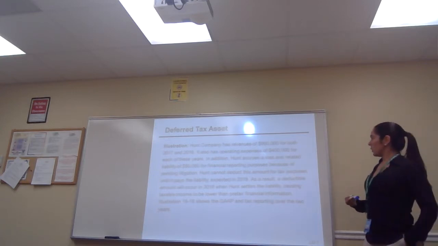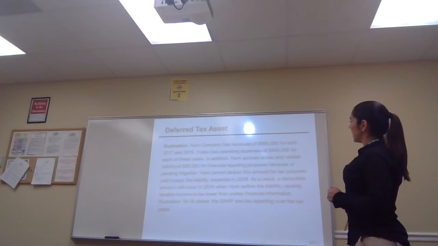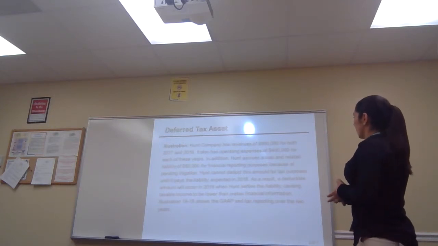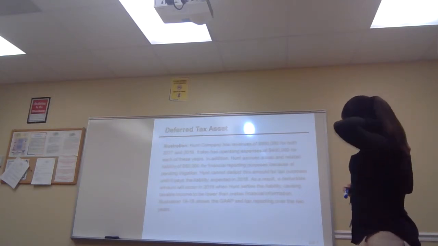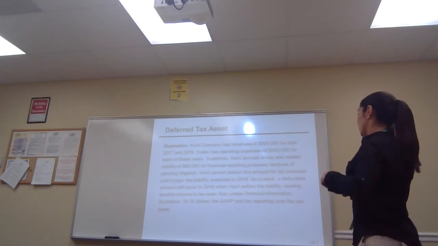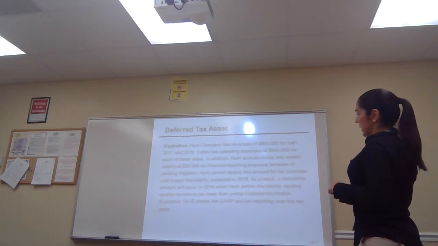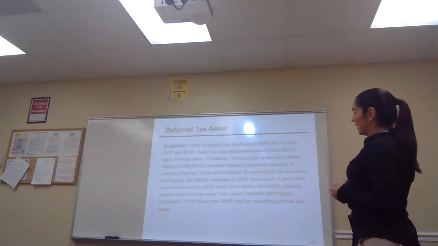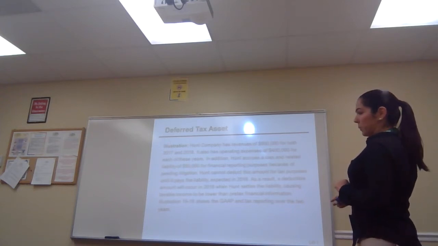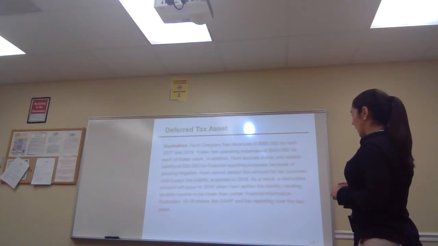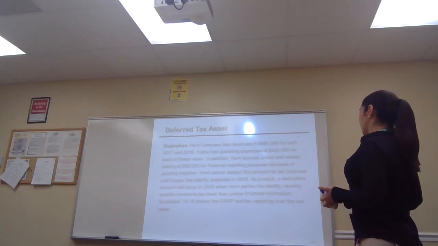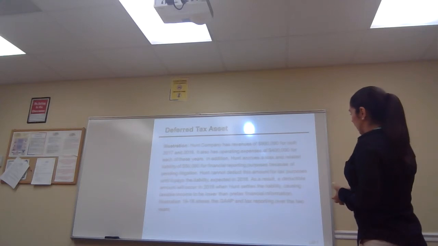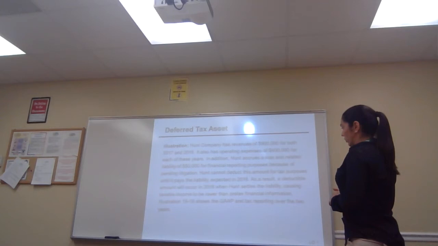Hunt Company has revenues of $900,000 for both 17 and 18. It also has operating expenses of $400,000 for each of these years. In addition, Hunt accrues a loss and related liability of $50,000 for financial reporting purposes because of a pending litigation. So they're going to deduct $50,000 because of a litigation. However, they cannot deduct this amount for tax purposes until it is paid, which is expected in 2018. As a result, a deductible amount will occur in 2018 when Hunt settles the liability, causing taxable income to be lower than pre-tax financial information.